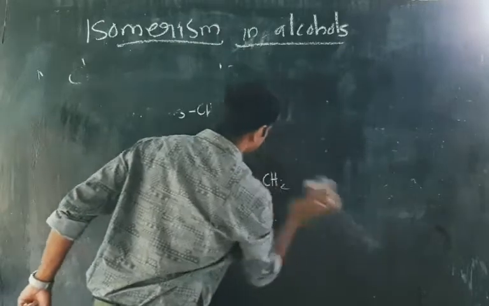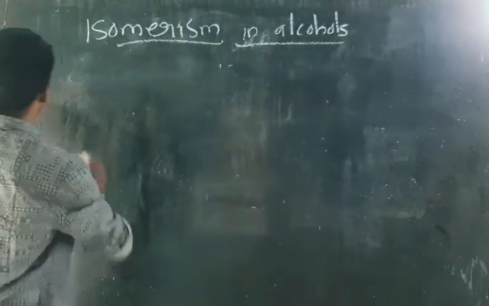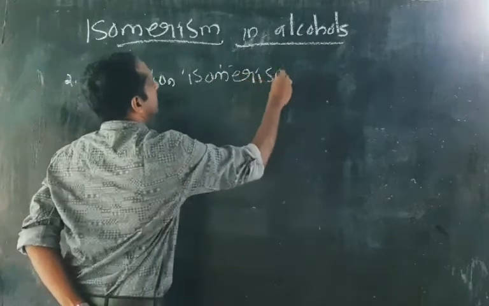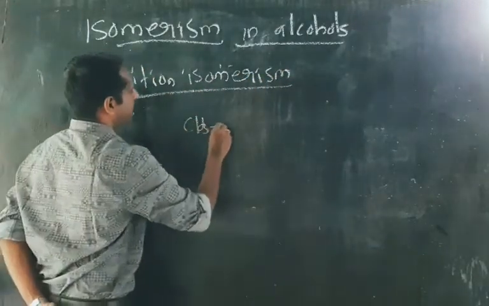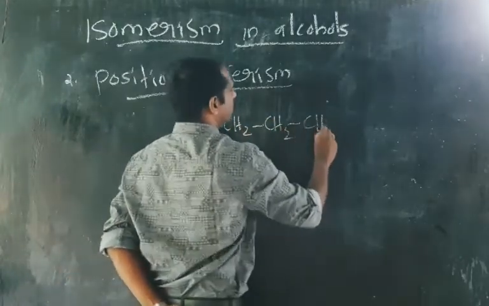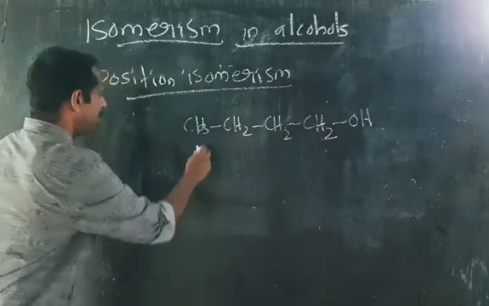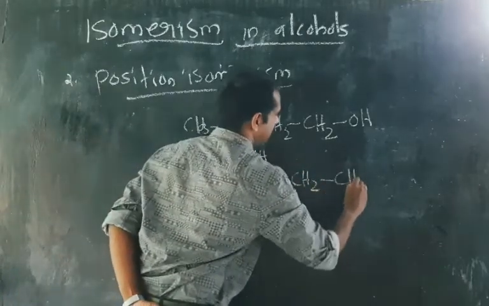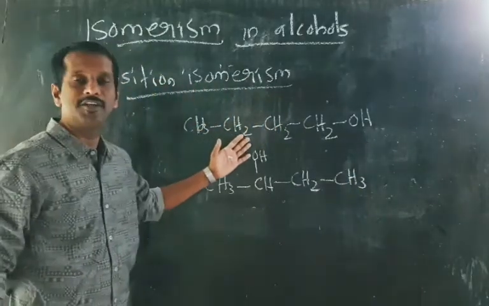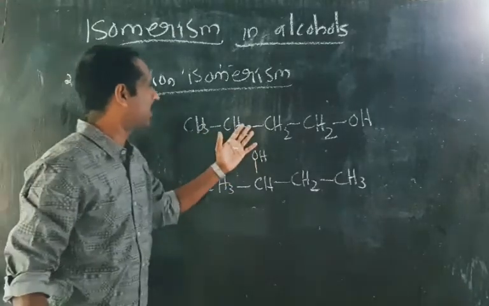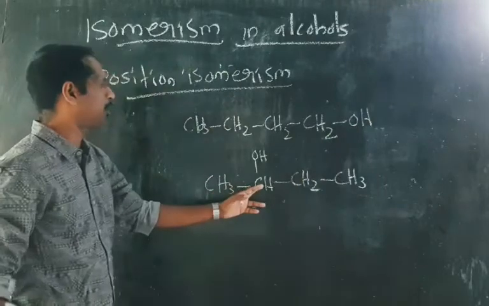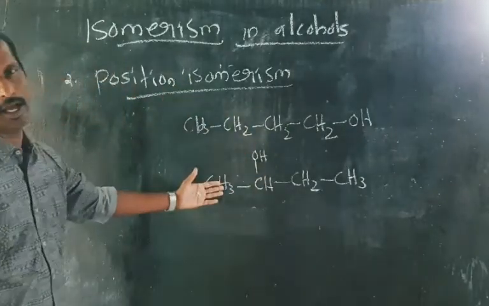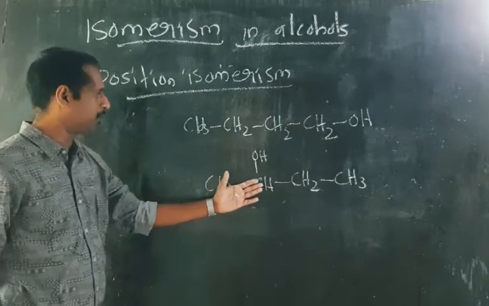Now, second one is position isomerism. Okay, look at here. CH3, CH2, CH2, CH2, OH, butanol, and CH3, CH, OH, CH2, CH3. Correct. These two are position isomerism. Here you can see that the OH group is at the tail end, and here you can see that the OH group is at the second carbon, and these are examples for position isomerism. Very simple isomerism that you know very well.